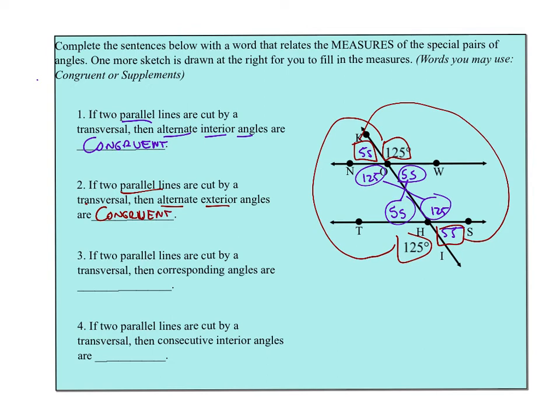Now this one gets a little tricky, so just stay with me. Corresponding: again, we have two parallel lines cut by a transversal. The corresponding angles are 125, 125, 55 and 55, 55 and 55, 125, 125. Remember, same location. That's what we're looking at. Those are also going to be congruent.